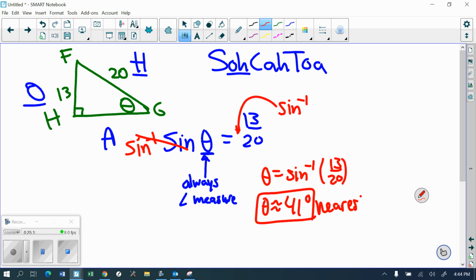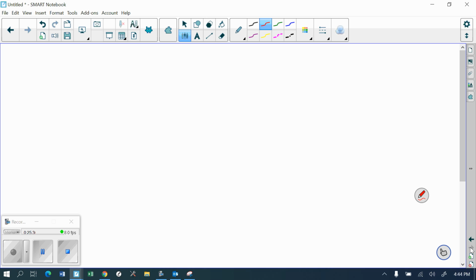Okay, nearest degree. All right, those are the main things that we dealt with in SOHCAHTOA: either find a side length or an angle measure. Okay, so now let's jump to mod 5. Mod 5 is our circles.